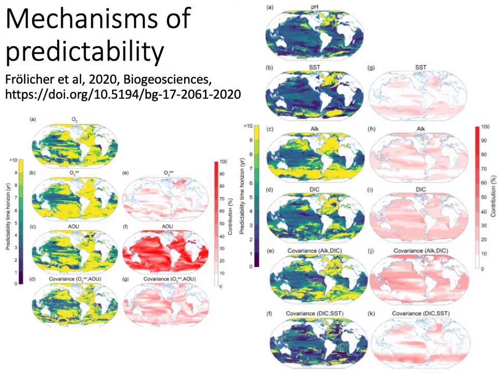They then explored the mechanisms of this predictability, where they were able to attribute the skill to the solubility and the apparent oxygen utilization changes in the case of oxygen, and then in the case of the carbon system, a broad suite of factors, including running through sea surface temperature, alkalinity, DIC, and their covariances.